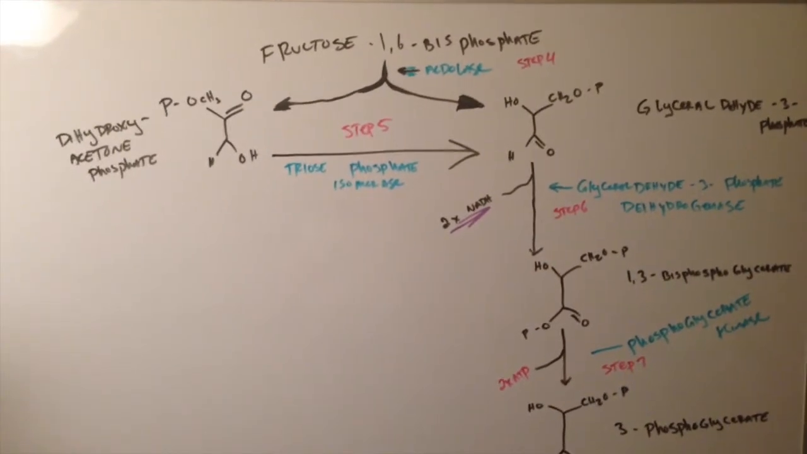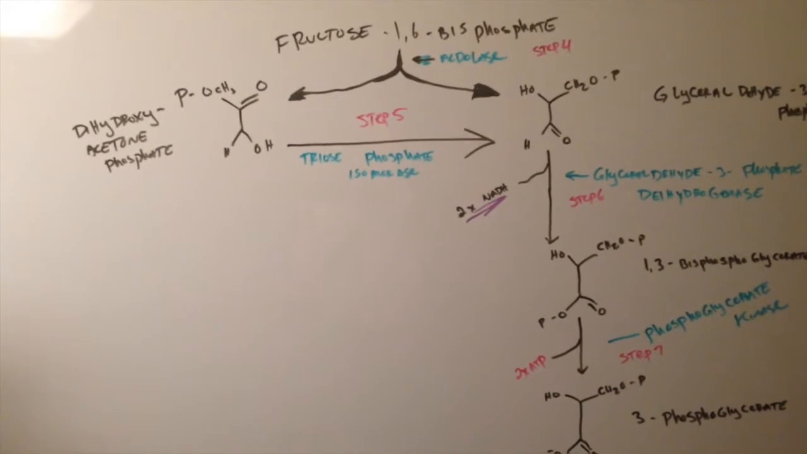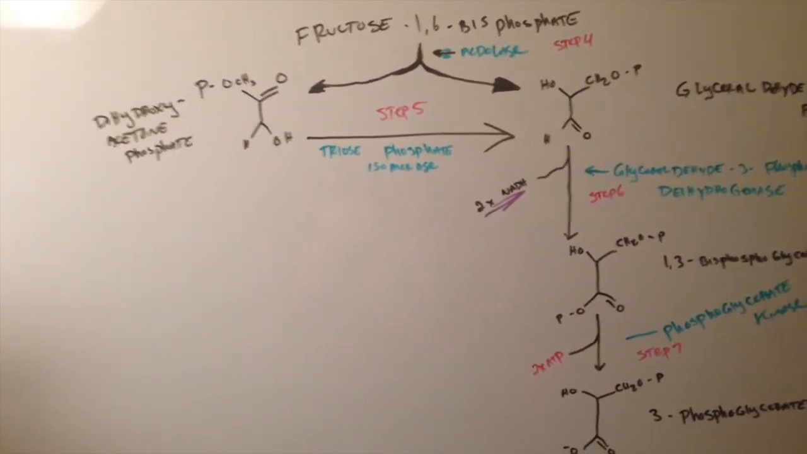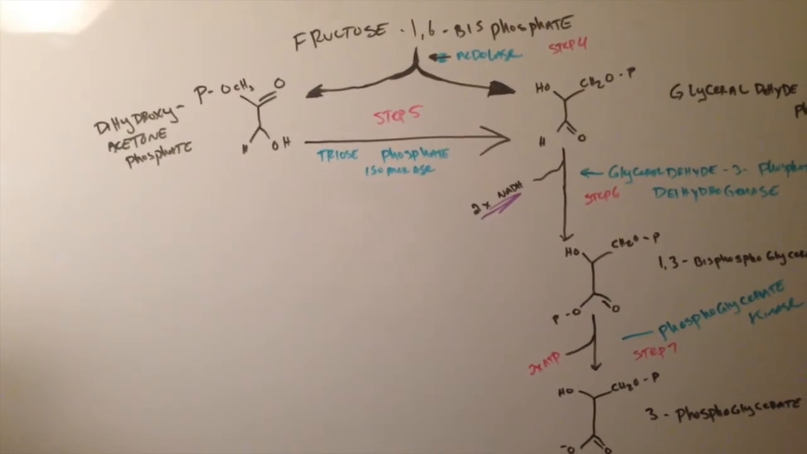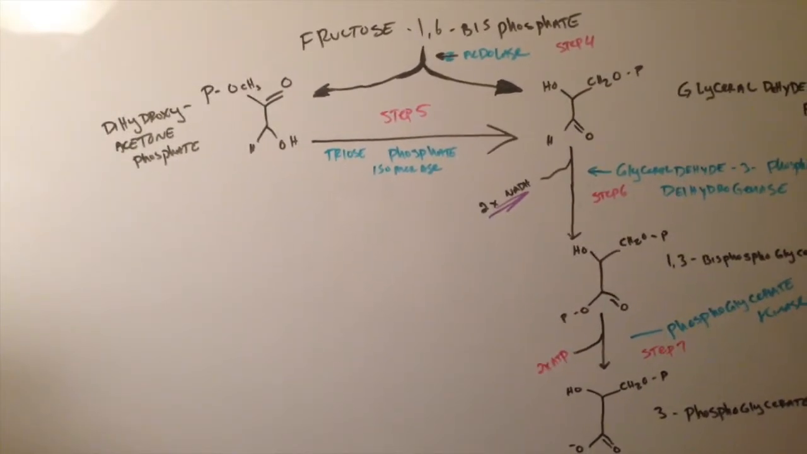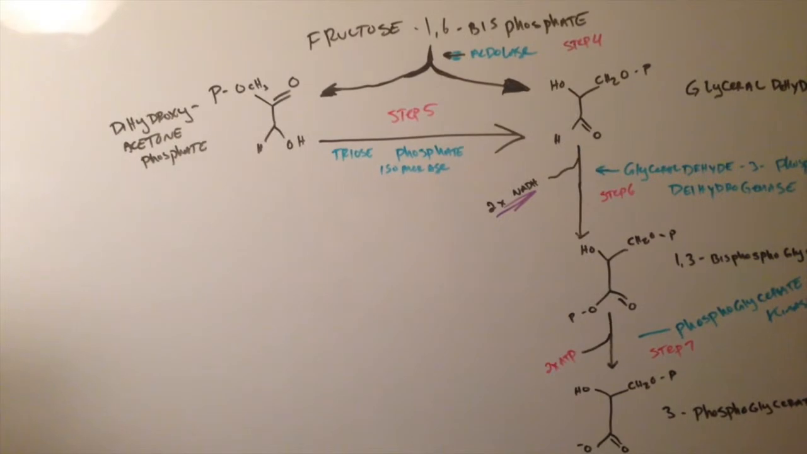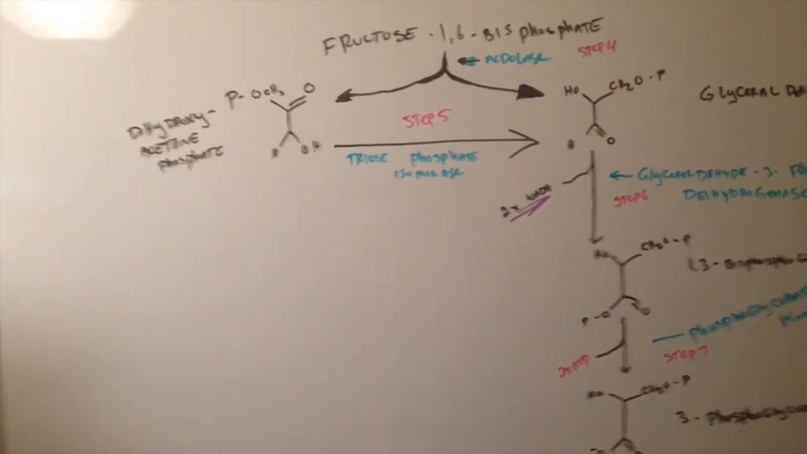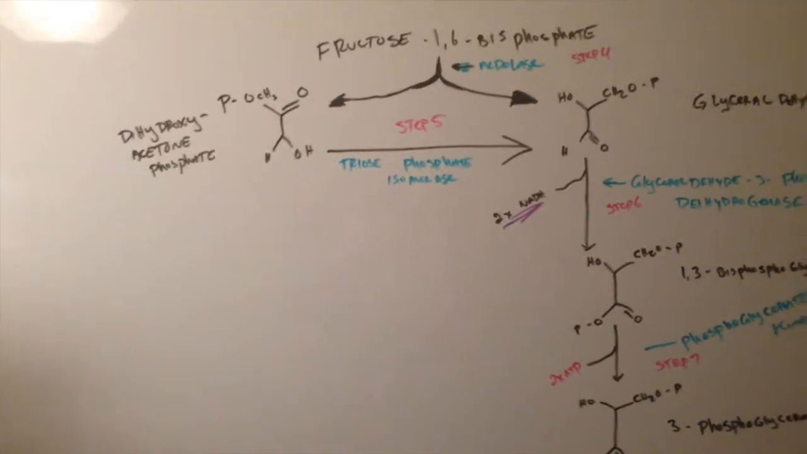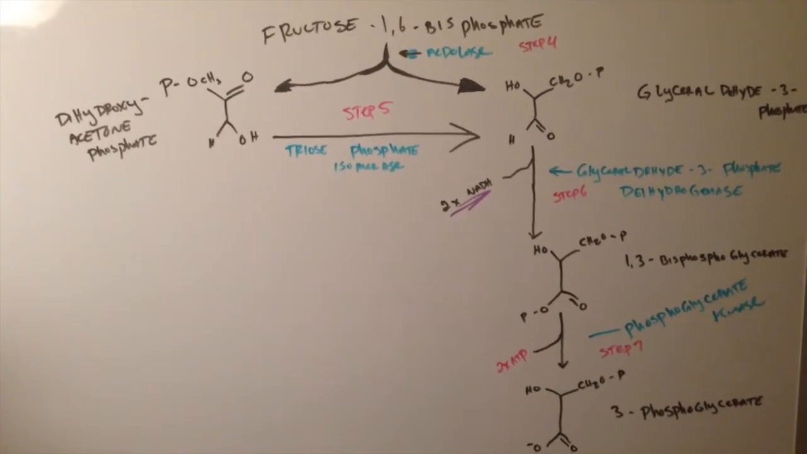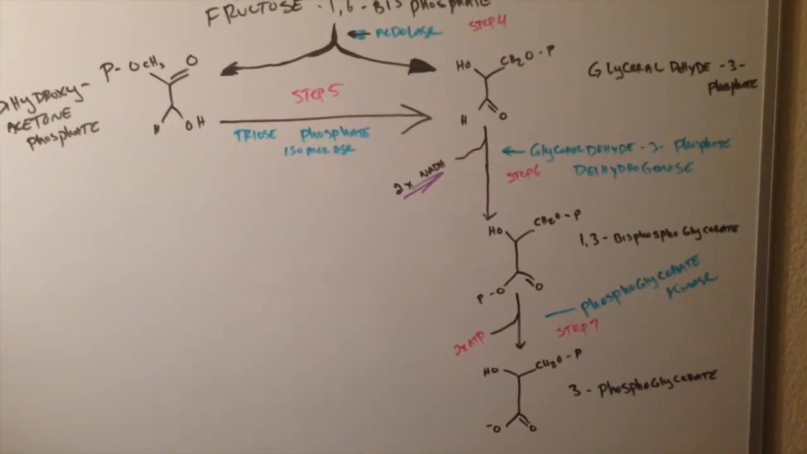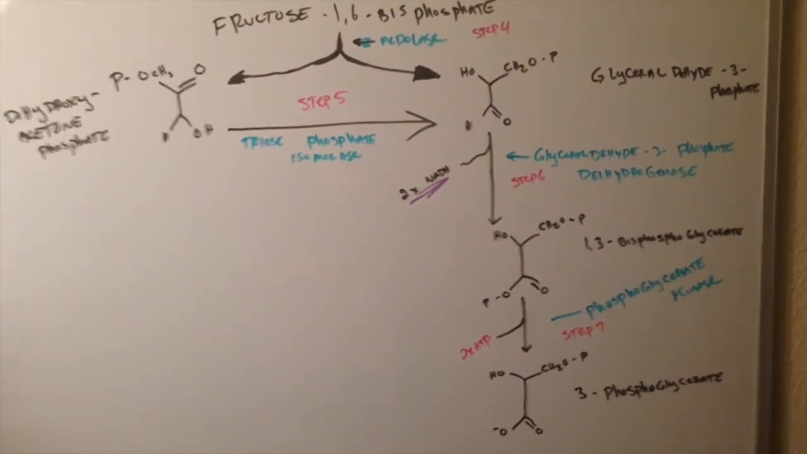In step 5, it is conducted by another isomerase called triose phosphate isomerase. This converts the dihydroxyacetone phosphate into glyceraldehyde 3-phosphate. So there you will have two glyceraldehyde 3-phosphate molecules after step 5.